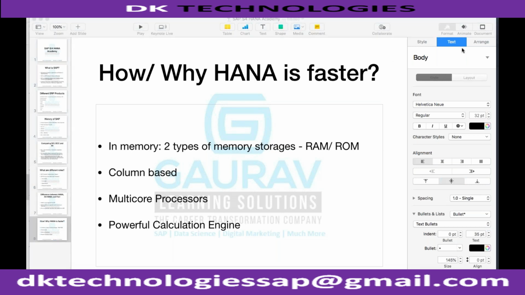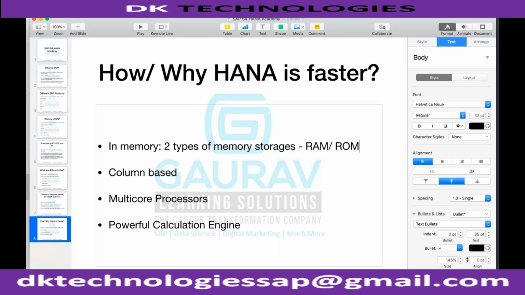What exactly is the difference between RAM and ROM? Why do I need RAM? Why do I need ROM? RAM is random access memory. ROM is hard disk. Okay, yeah, full form is random access memory, and this is read-only memory, which is normally used for hard disk.